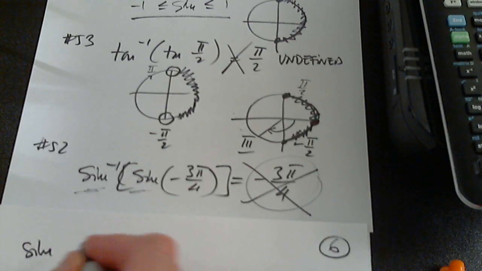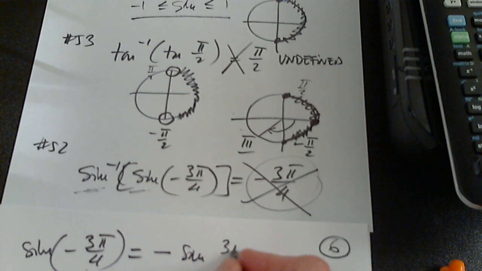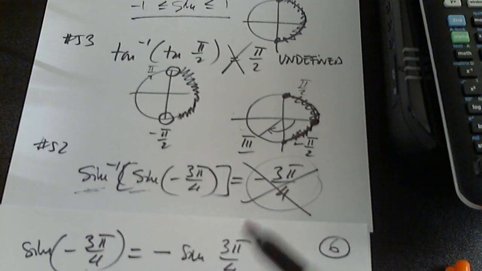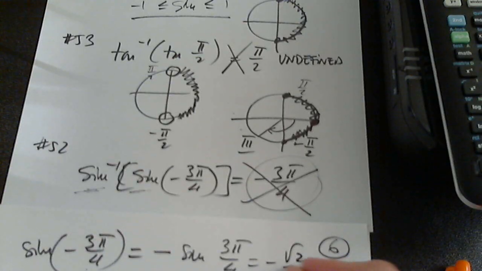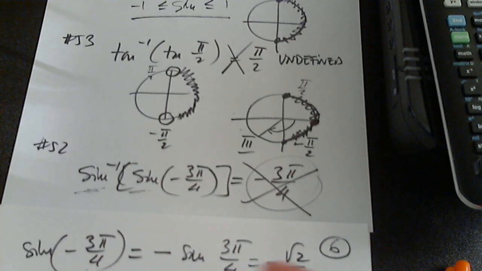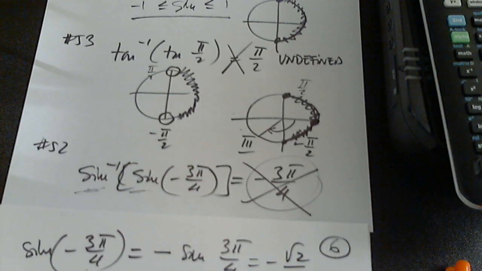So let's find first sine of -3pi/4, which is very easy. This is negative sine of 3 pi over 4. 3 pi over 4 is here. I know this is very easy. It's the square root of 2 over 2, negative the square root of 2 over 2. Everything that is a multiple of pi over 4. So then my problem changes into sine inverse of negative the square root of 2 over 2.